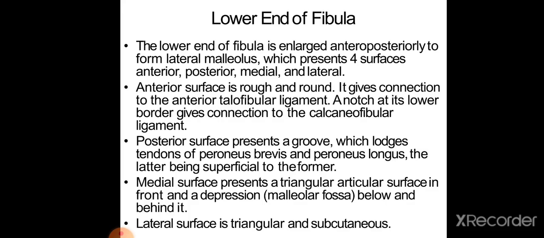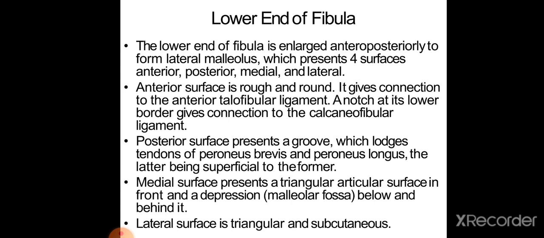Now the lower end of the fibula is enlarged anteroposteriorly to form four surfaces: anterior, posterior, medial and lateral. The anterior surface is rough and round. It gives connection to the anterior talofibular ligament. A notch at its lower border gives connection to the calcaneofibular ligament. The calcaneofibular ligament is a ligament of the ankle joint.